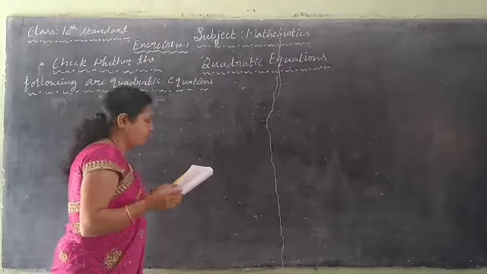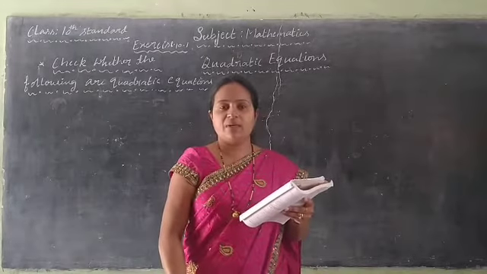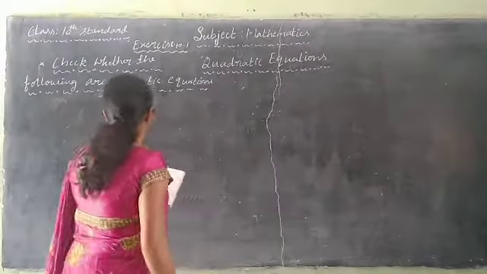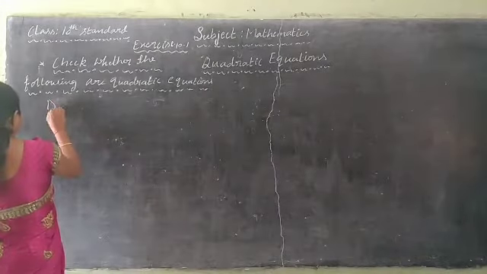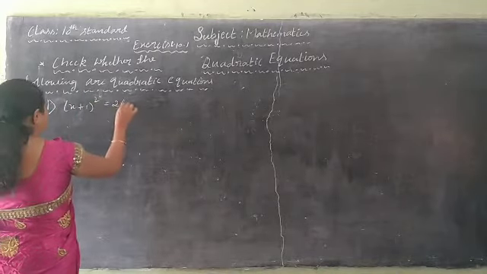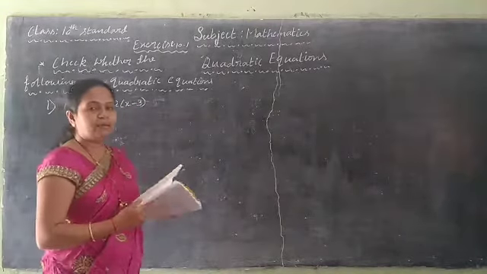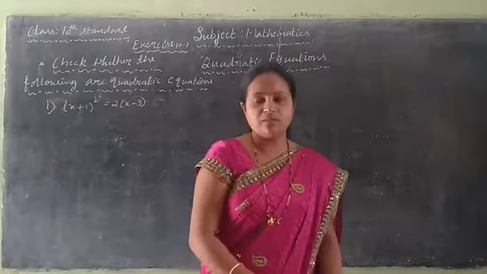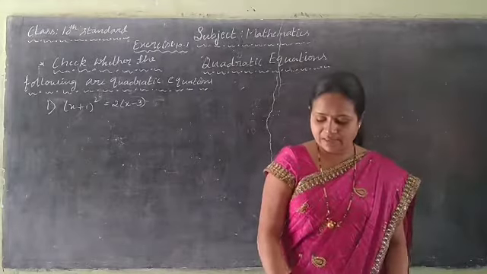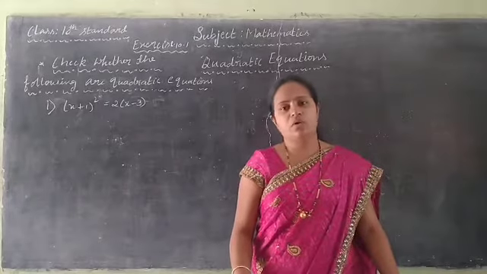Exercise 10.1. Here, the first one is to check whether the following is a quadratic equation, the same type as we did in the example problem. So, let us solve problems. First one, (x + 1) whole square is equal to 2 into (x - 3). So, here they have given the problem as (x + 1) whole square equals 2 into (x - 3). We have to check whether it is a quadratic equation or not.